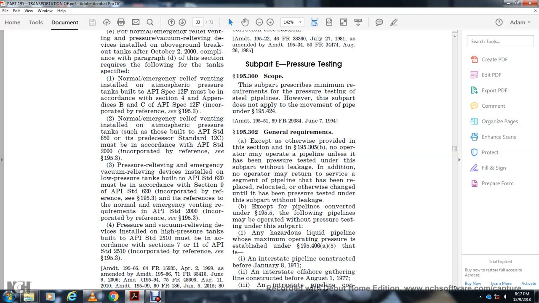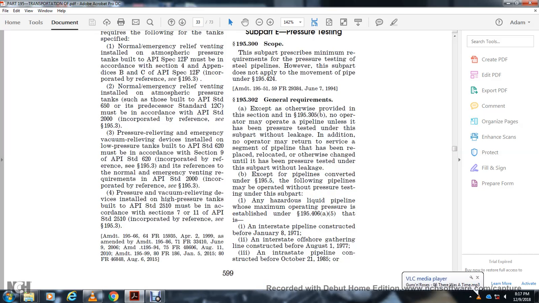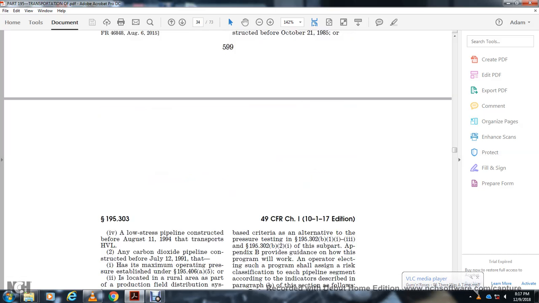Any hazardous liquid pipeline with the maximum operating pressure established under 195.406(a)(5), and if it is an interstate pipeline constructed before January 8th, 1971, an interstate offshore gathering line constructed before August 1st, 1977, an intrastate pipeline constructed before October 21st, 1985, or a low stress pipeline constructed before August 11th, 1994, transporting highly volatile liquids.